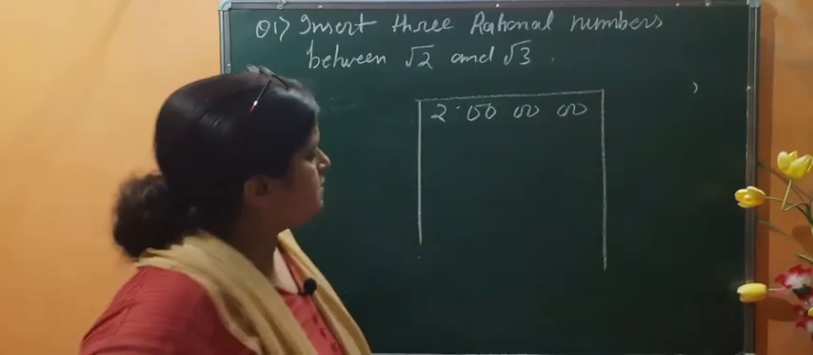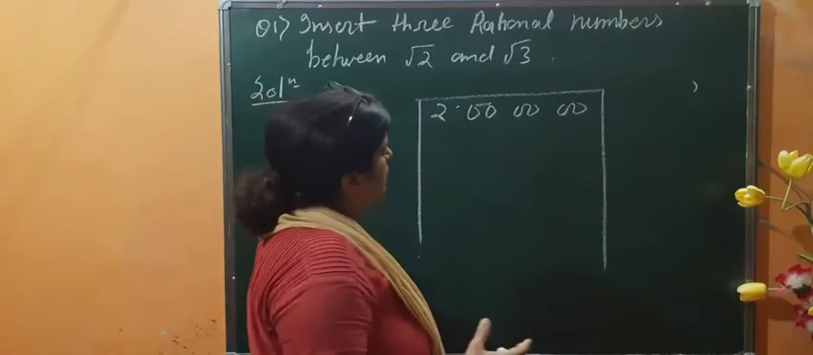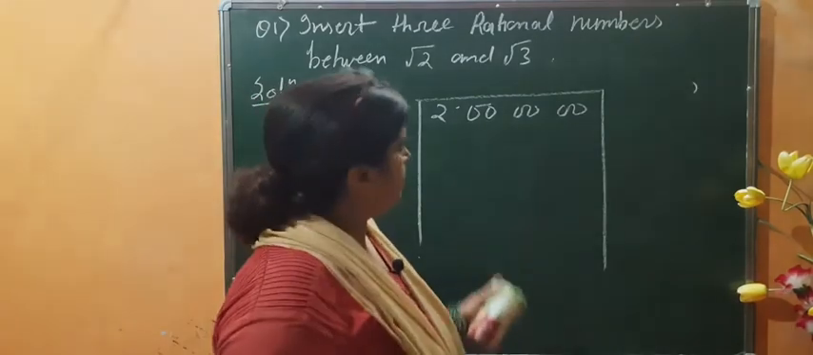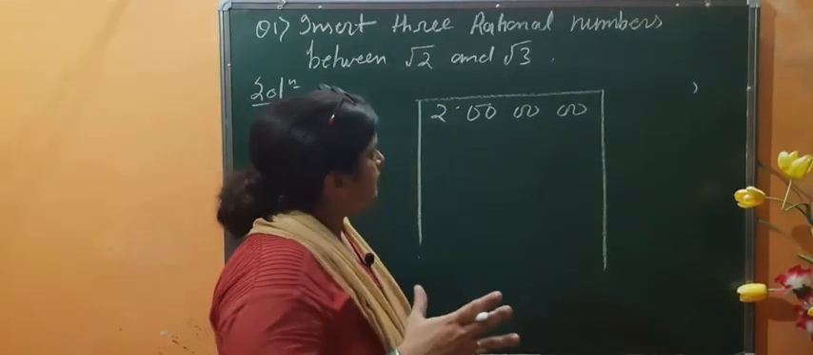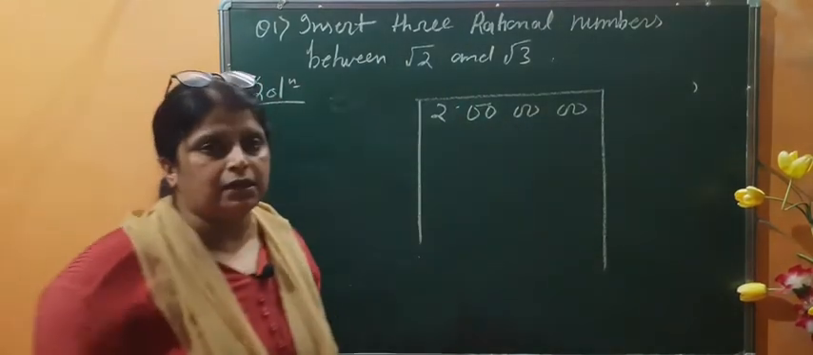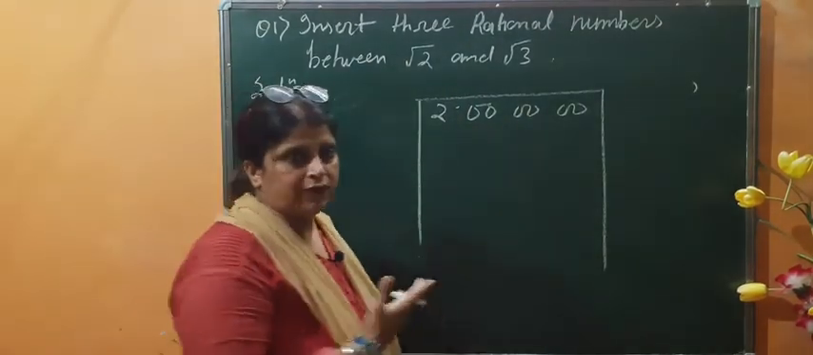Actually, this method is known as the method to get the square root of any given number. By using this method, we can get the square root of any number. It may be a prime number, a composite number, any number. This is the method and this is called the division method.